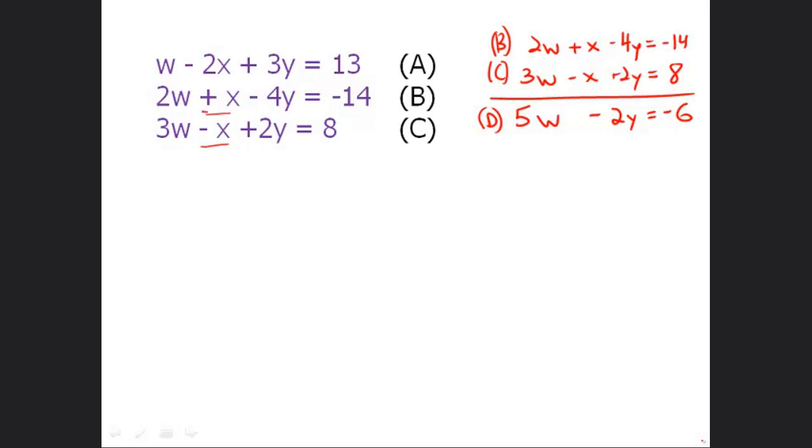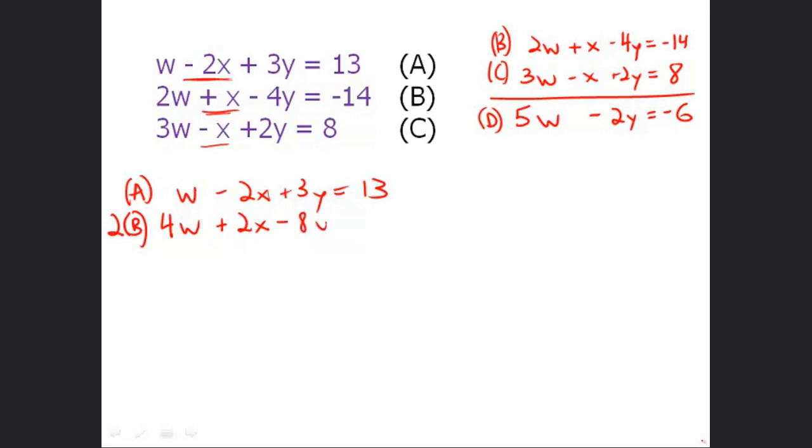Again, this plus x looks like it would be pretty easy to cancel with this minus 2x. If I just multiply B by 2, then that should cancel them. So I'm just going to have A by itself. A is w minus 2x plus 3y equals 13. I'm going to multiply 2 times B, so everything on both sides of the equation gets multiplied by 2. Of course, you're always allowed to multiply both sides of an equation by the same thing. That's perfectly legitimate. That will give me 4w plus 2x minus 8y equals negative 28.